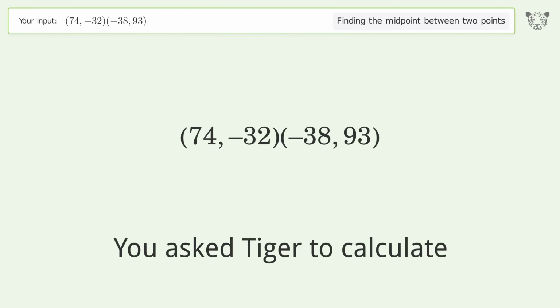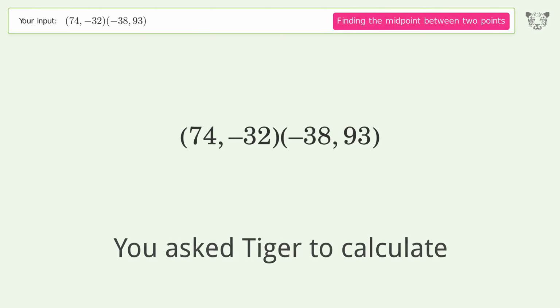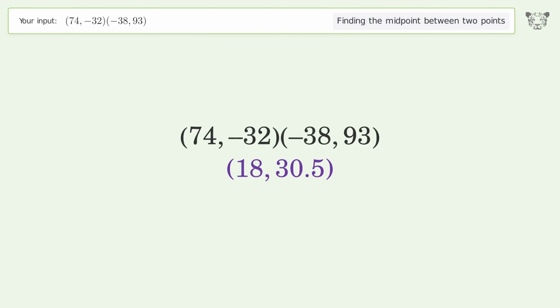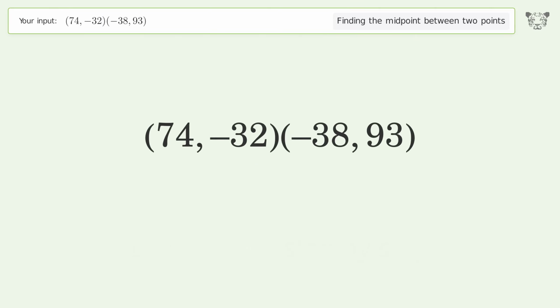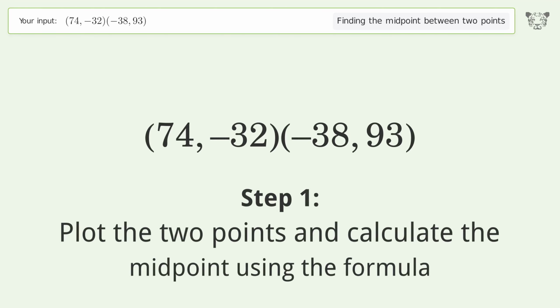You ask Tiger to calculate. This deals with finding the midpoint between 2 points. The midpoint between the 2 points is 18, 30.5. Let's solve it step by step. Plot the 2 points and calculate the midpoint using the formula.